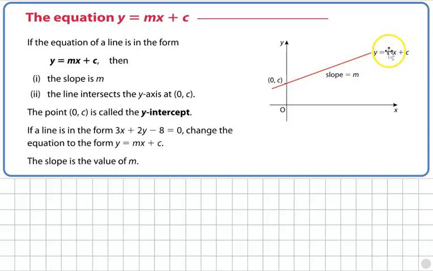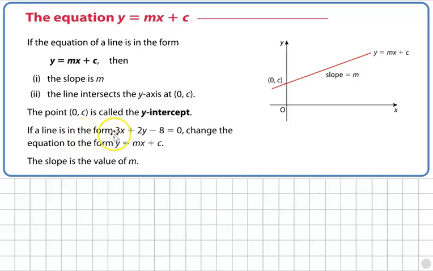The m part is whatever number is stuck onto the x. This can be positive, negative, a whole number, fraction, or decimal. So whatever number is stuck onto the x is our slope, and the point at which the line crosses the y-axis is known as the y-intercept. This will always have an x value of 0, and the y value will be whatever the constant is at the end of our equation. So the point 0, c is called a y-intercept.